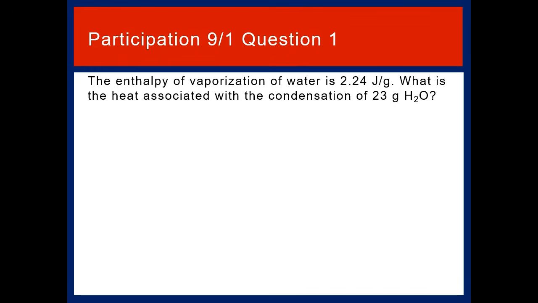Participation 9.1, question 1. The enthalpy of vaporization of water is 2.24 joules per gram. What is the heat associated with the condensation of 23 grams of water? This is the first question on participation 9.1, due Tuesday, September 1st at 11:59 p.m. over on Blackboard. The link to the assignment is right below the document where these videos are posted. Again, the enthalpy of vaporization of water is 2.24 joules per gram. What is the heat associated with the condensation of 23 grams of H2O?